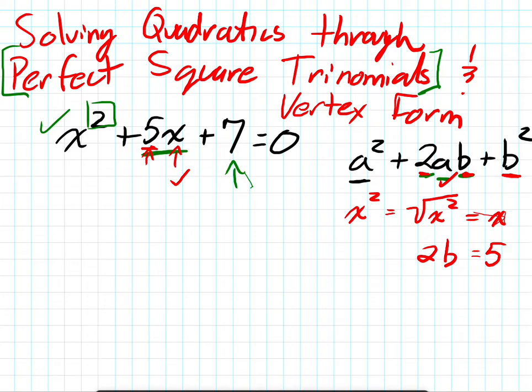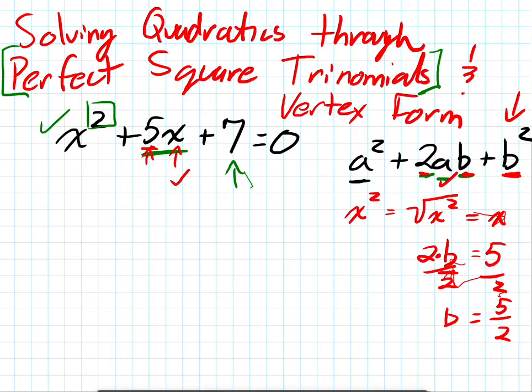Well, I can solve for b. What would I do to solve for b in this case? How would I isolate for b? Any ideas? What would we do? Since b is times 2, we just need to divide both sides by 2. Okay? So we get b is equal to 5 over 2. So 5 over 2, that actually needs to be what our b term is here. Okay? B needs to be 5 over 2.